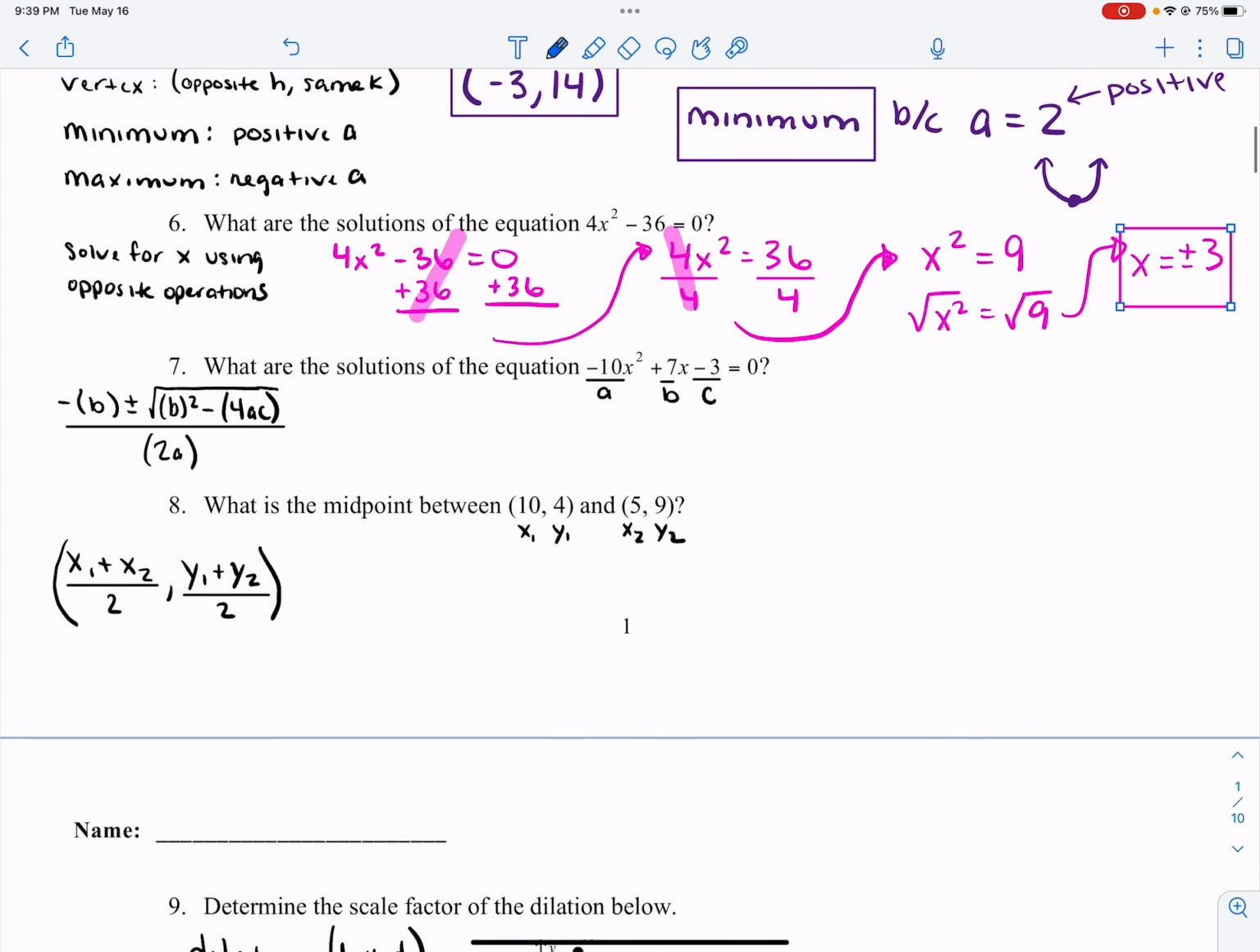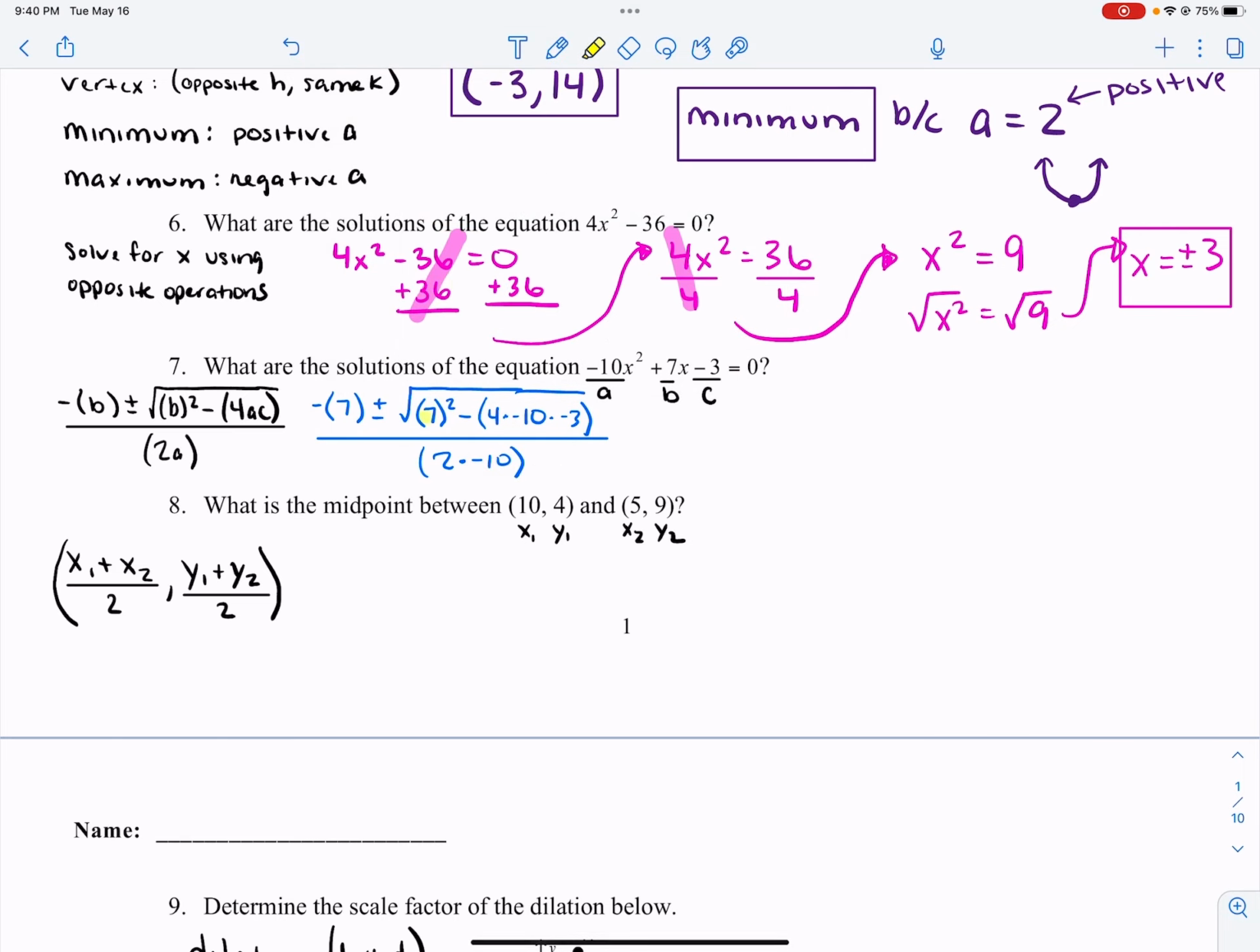All right, number 7. What are the solutions of the equation negative 10x squared plus 7x minus 3 equals 0? Again, this is the time that you want to use the quadratic formula. So I wrote it down over here again. I labeled your a, your b, and your c. So now I'm just replacing. So I have a negative. My b is 7 plus or minus my square root box. 7 squared minus 4 times negative 10 times negative 3. All over 2 times negative 10.